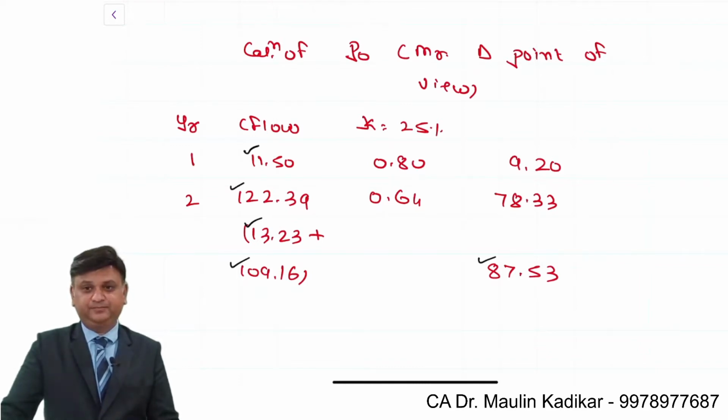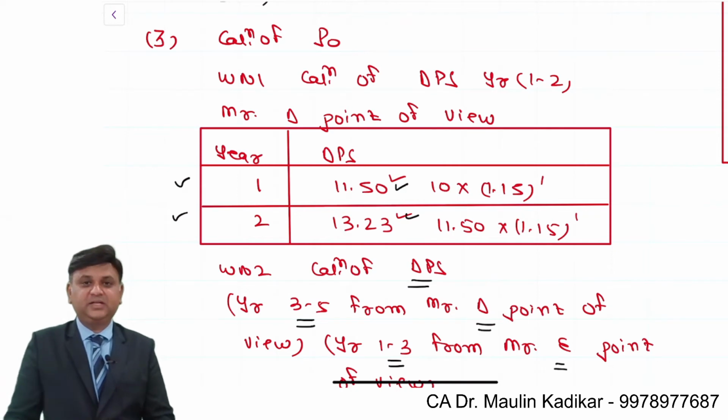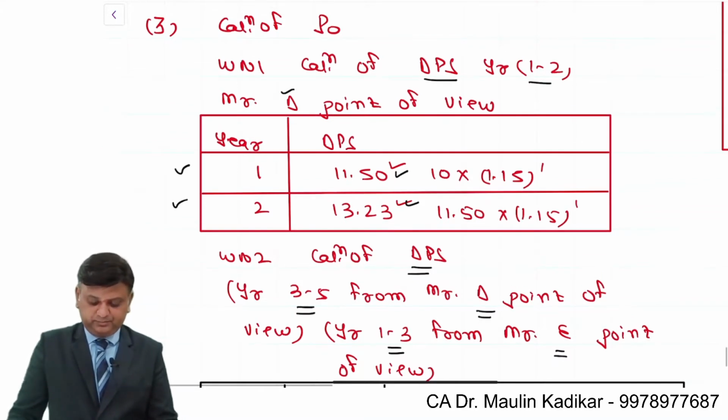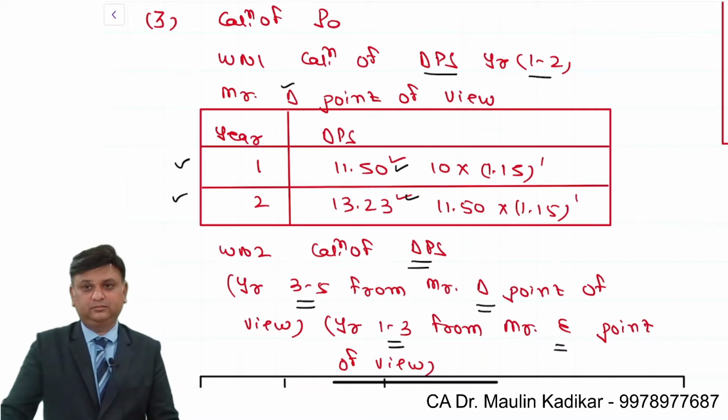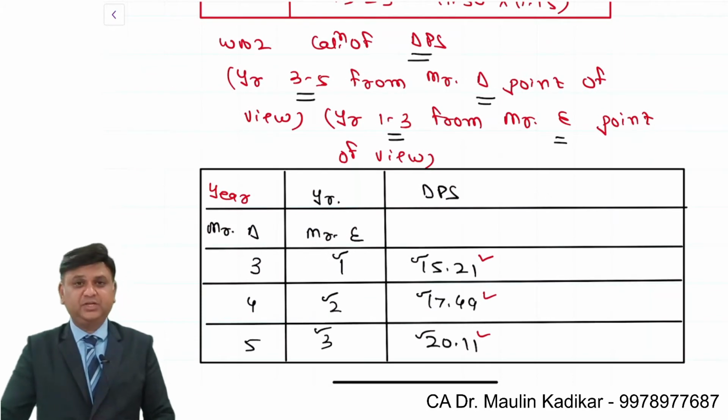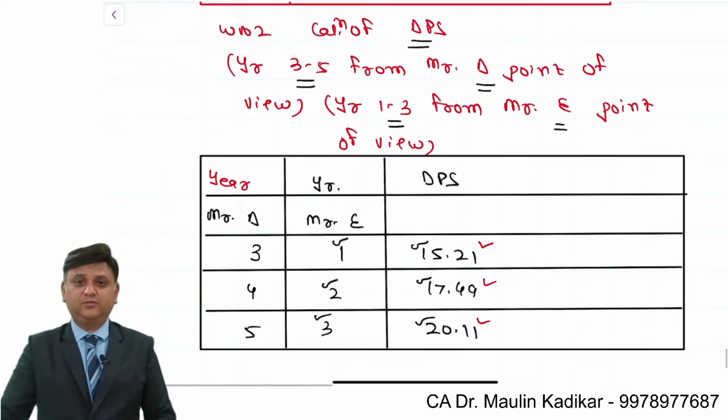Write an answer. Please write an answer. First working note is dividend per share for year 1 and year 2 from Mr. D point of view. Then prepare the working note number 2, dividend per share from the prospective investor point of view.